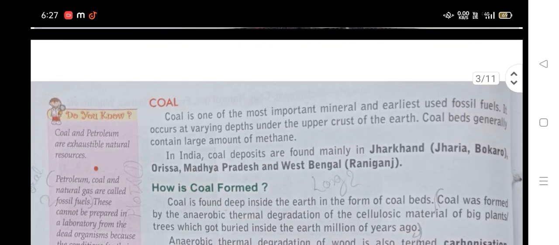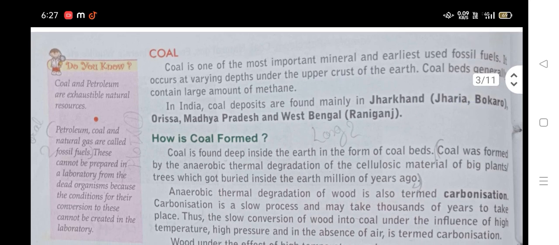Coal. Coal is one of the most important minerals and the earliest used fossil fuels. It occurs at varying depths under the upper crust of the earth. Coal beds generally contain a large amount of methane. In India, coal deposits are found mainly in Jharkhand, Jharia, Bokaro, Odisha, Madhya Pradesh, and West Bengal. How is coal formed? Coal is found deep inside the earth in the form of coal beds.